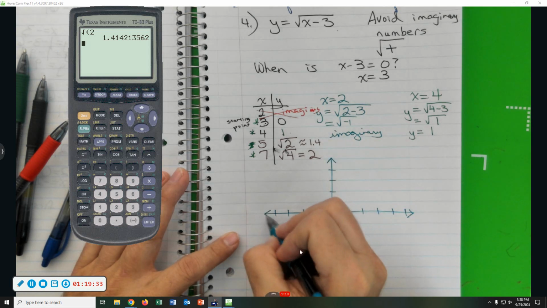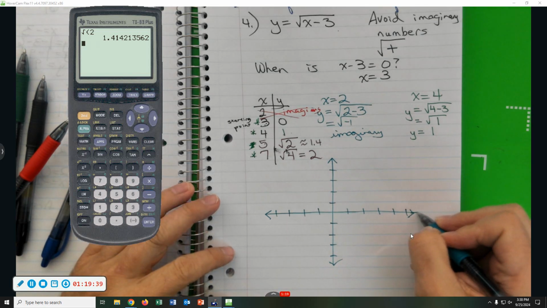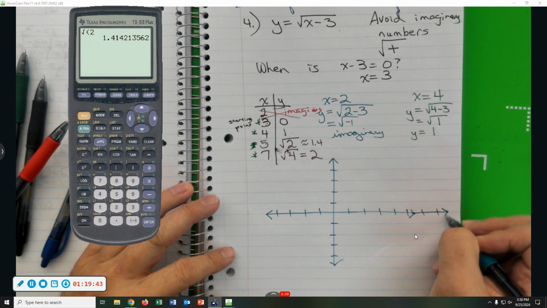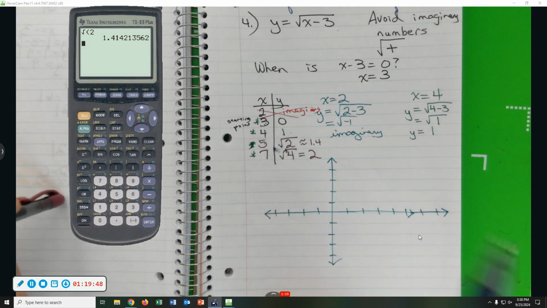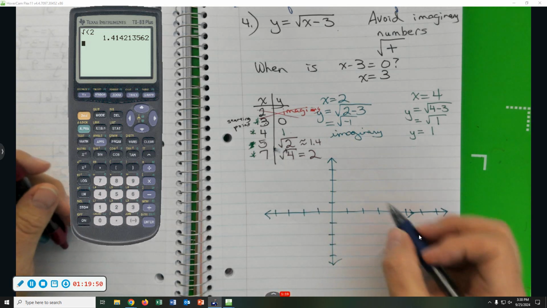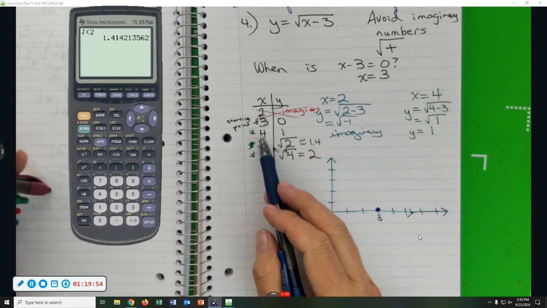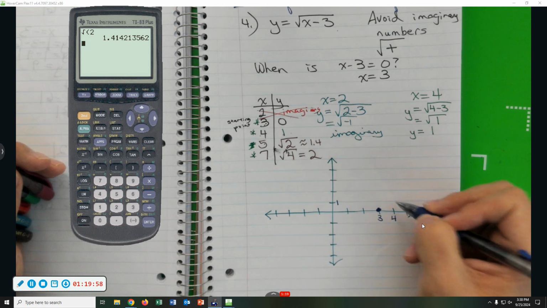Did you do 7 marks? 1, 2, 3, 4, 5. Oh, shoot. 6, 7. There, I gotta keep going. Okay, so 3, 0. That's my starting point. 1, 2, 3. Right 3, up 0. And then 4, 1. Right 4, up 1.